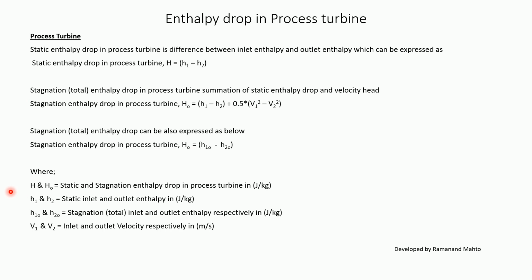So H and HO are static and stagnation enthalpy drop in joule per kg. Small h1, h2 are static inlet and outlet enthalpy, and small h1o and h2o are stagnation inlet and outlet enthalpy. V1 and V2 are inlet and outlet velocity in meter per second.